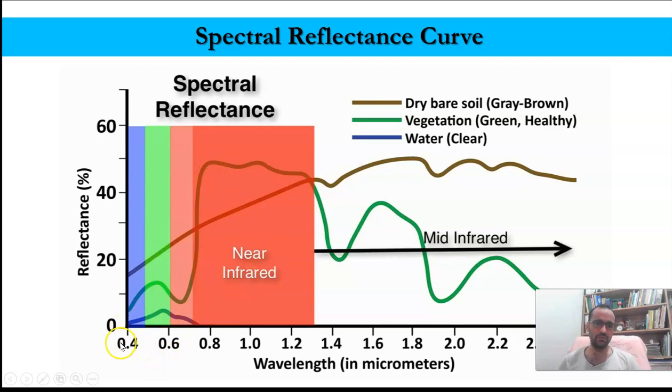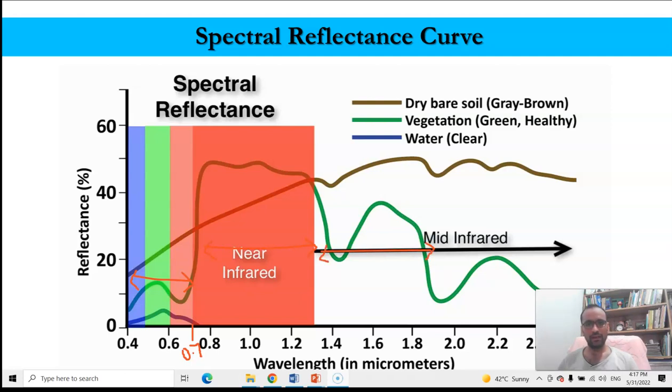So from 0.4 to 0.7 micrometer, this is the visible portion. You can see the different colors: blue, green, red. Near infrared doesn't have any color, but I am using red here to represent it. This is the near infrared portion, then this is the portion for mid infrared, or far infrared, right?